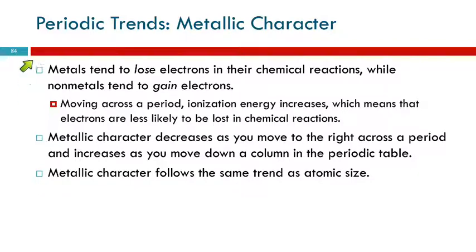One property of metals is that they lose electrons in reactions, and nonmetals gain electrons. As we go across a period, ionization energy increases, meaning that the electrons are less likely to be lost. So as you go across, the atoms are not going to lose electrons as easily. We see that metallic character decreases as you go across a period. It increases as you go down. It follows the same trend as atomic size.